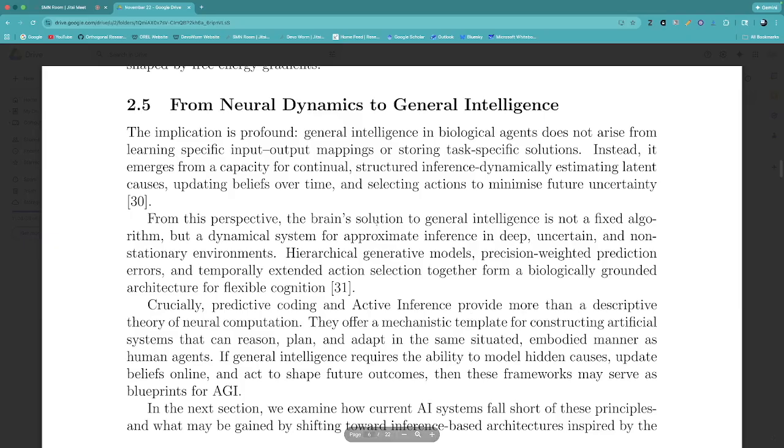So the implication is profound. General intelligence in biological agents does not arise from learning specific input-output mappings or storing specific task solutions. Instead, it emerges from a capacity for continual, structured inference, dynamically estimating latent causes, updating beliefs over time, and selecting actions to minimize future uncertainty. So, from this perspective, we're not looking for a fixed algorithm, but a dynamical system for approximate inference in deep, uncertain, non-stationary environments. So basically, those environments where some people say you need a world model.